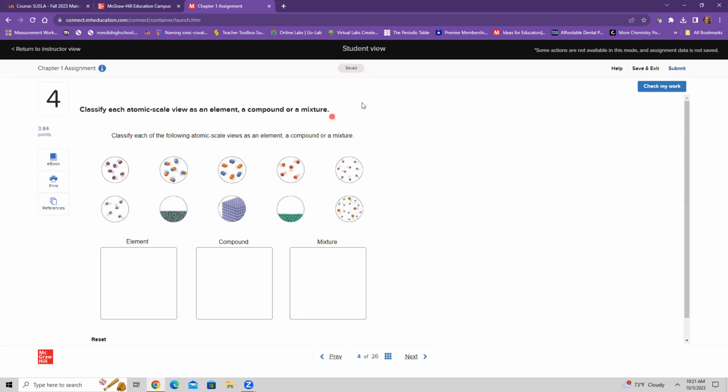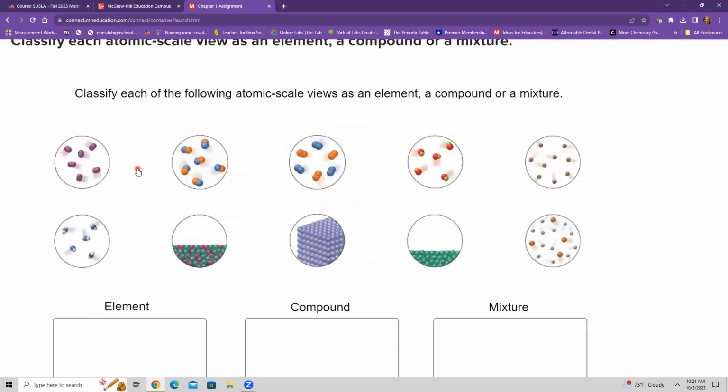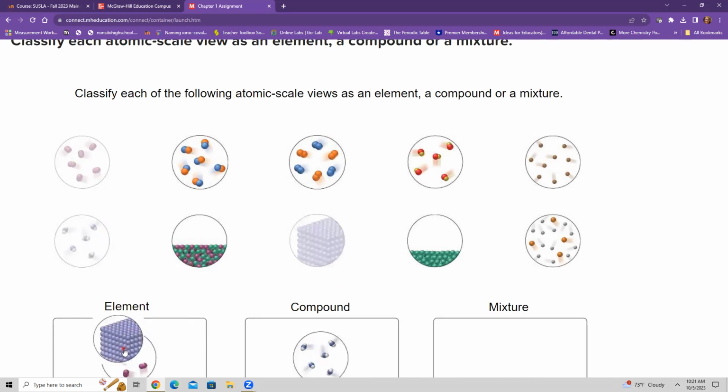Again, compound, element, or mixture. So you've got the same thing to do. Except here, what they're trying to do is show you the state of matter also. But basically, if you can make it bigger and you can see that it is just one kind, then you know that's an element. That is two different things in a fixed ratio. That's another element right there, but it's a solid. This is a mixture of two elements.